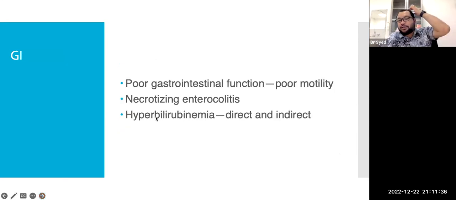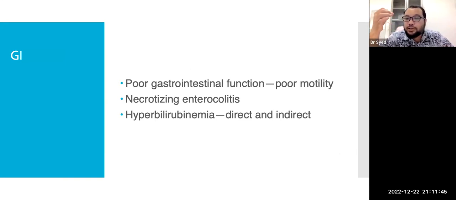GI, as mentioned before, they may have poor GI function. Their smooth muscles are more immature. When smooth muscles are more immature, you remember our stomach has two sphincters, right? Cardiac sphincter and pyloric sphincter. If the cardiac sphincter is immature, what happens? They easily get reflux. So they are more prone to get gastroesophageal reflux disease. Many premature babies, we need to start on anti-reflux medication, for example.